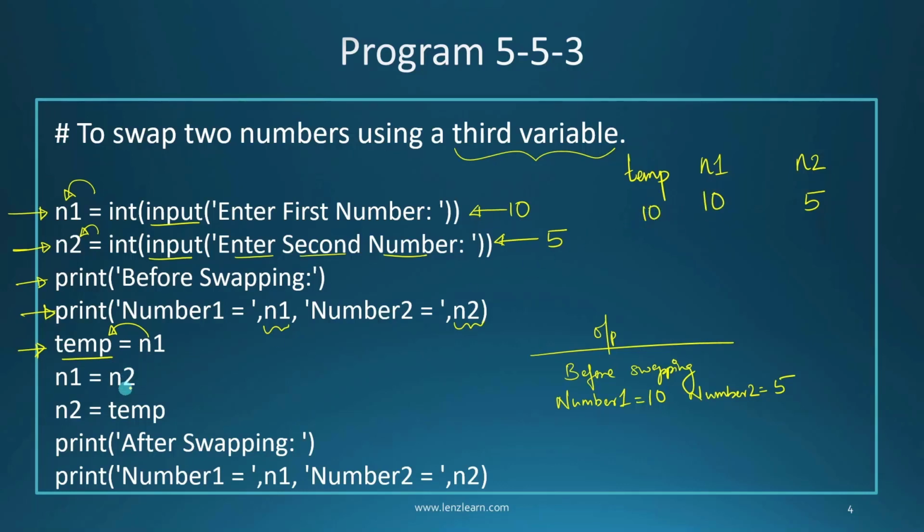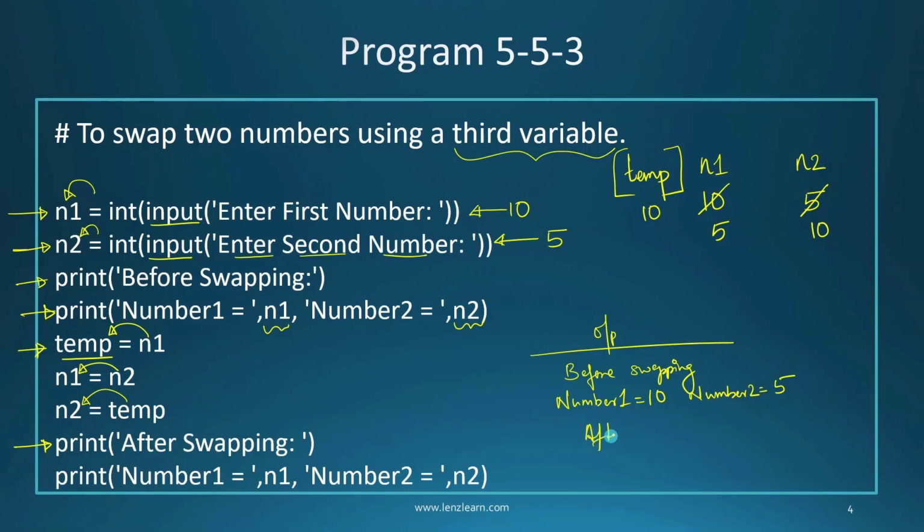After that, the value available in n2 will be copied into n1. So now the value of n2 is 5. So that will be copied into n1. So earlier 10 is removed and now n1 has value 5. Now in the next statement, the value of temp is copied to n2. So value of temp is 10 and now 10 is copied to n2. So 5 is removed. So now we can see n1 and n2 have swapped the value among themselves using the third variable temp.